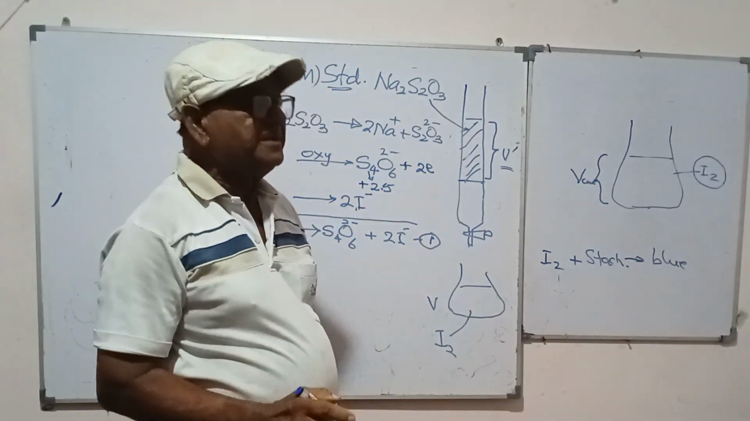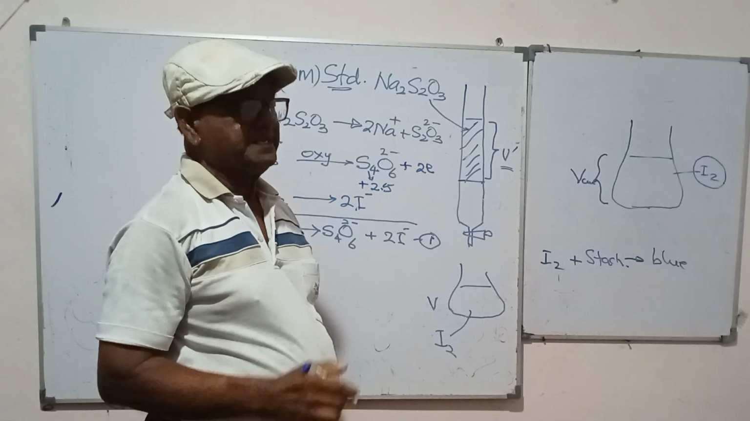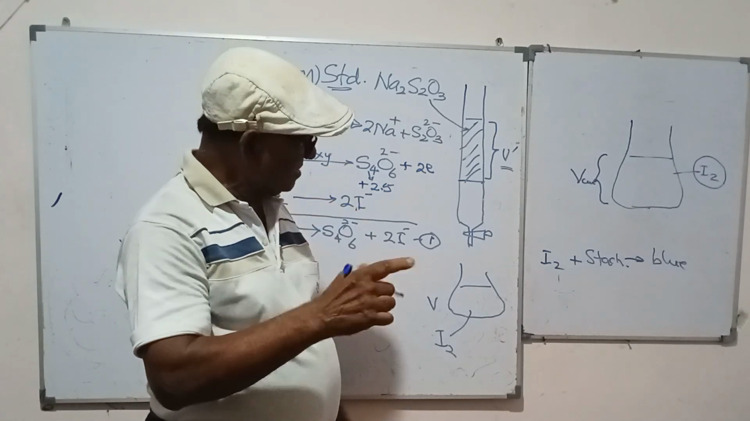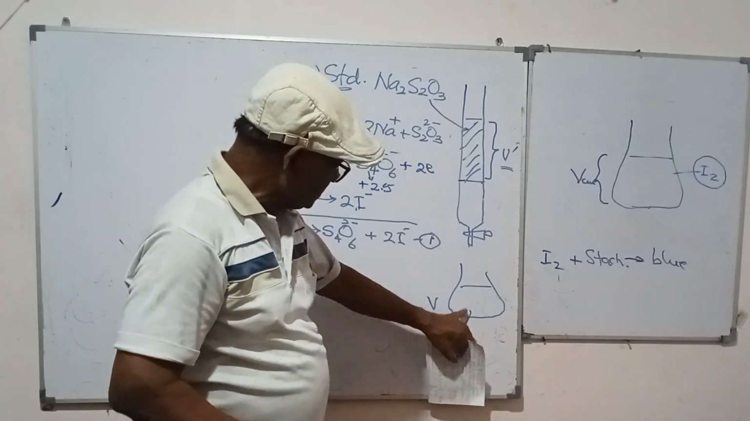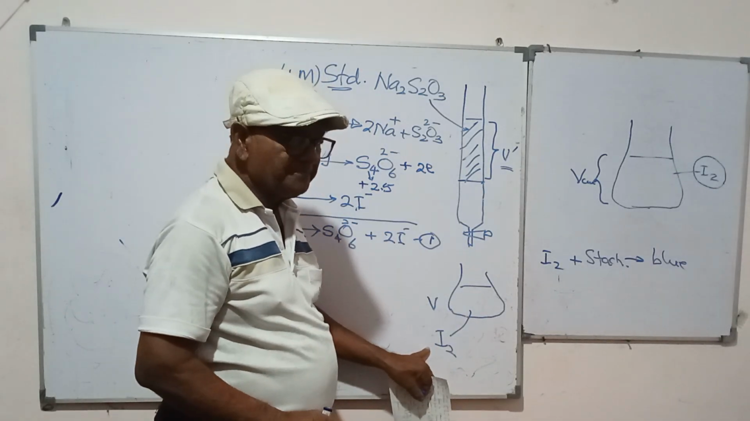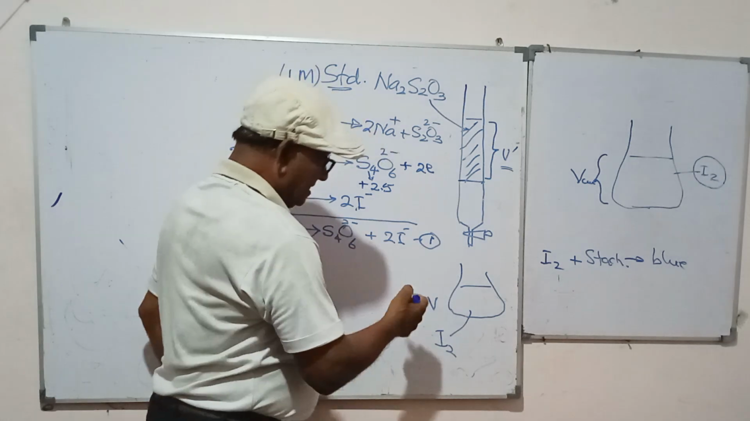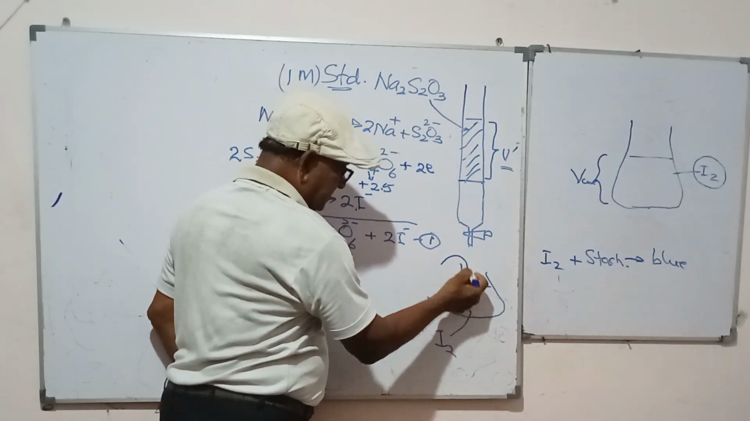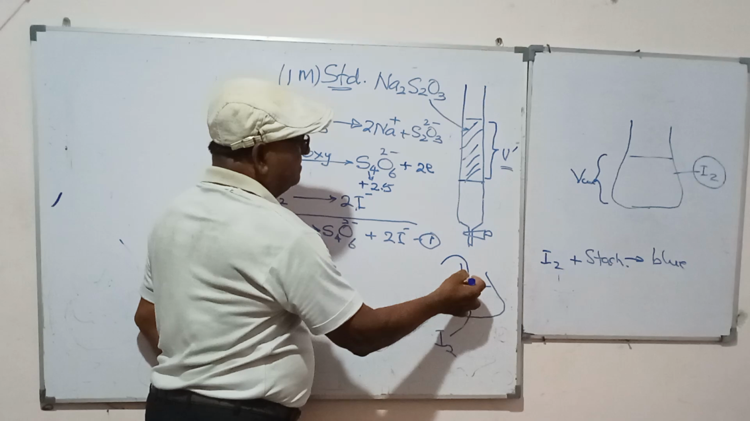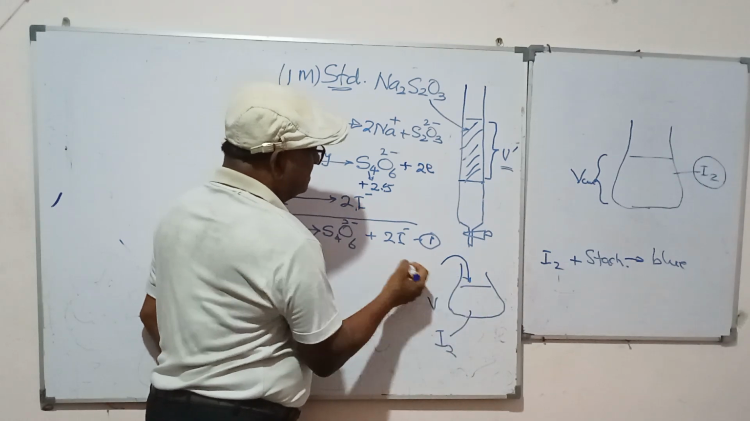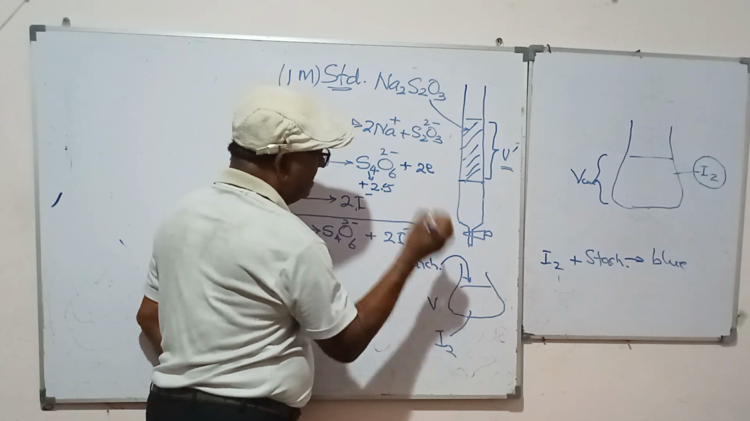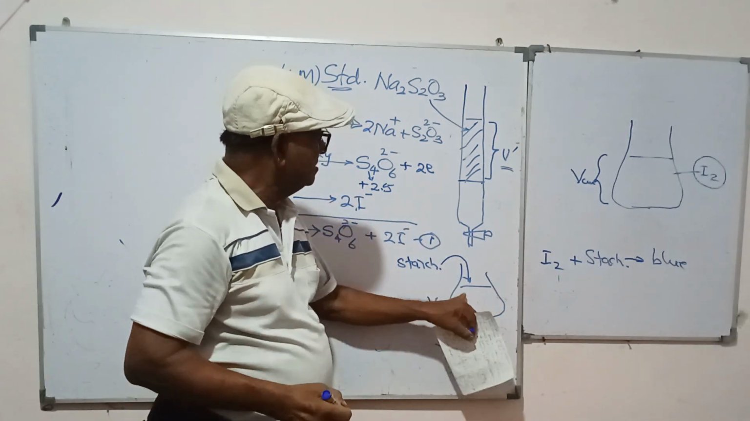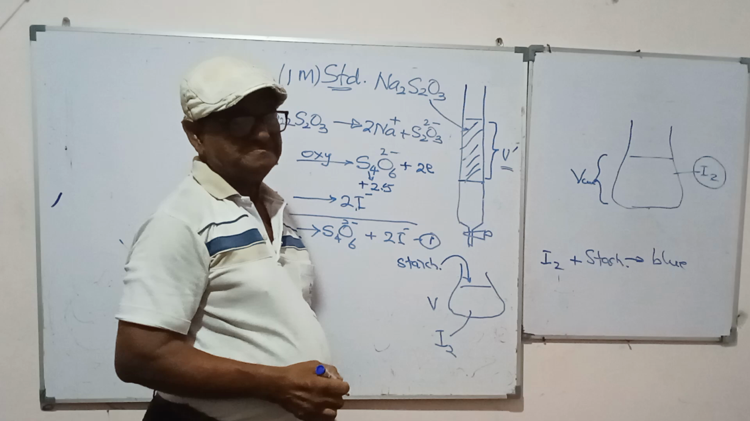This is the test to identify starch. Starch gives blue color with I2. I2 gives blue color with starch. Then, before the titration, we must add a little amount of starch, so the solution becomes blue.